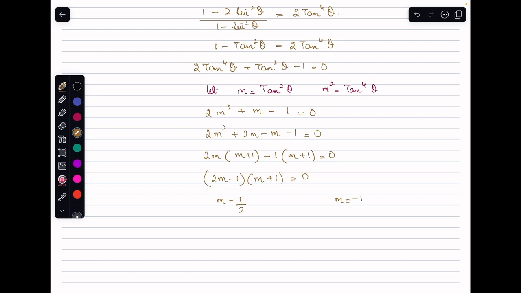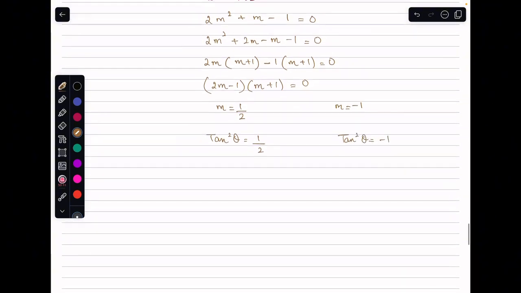So what we know here is that this m was actually equal to tan² theta, so I can replace m with tan² theta. If I do that, I will have tan² theta = 1/2 and tan² theta = −1. To get the theta values, I should take the square root on both sides. So tan theta becomes plus or minus 1 over square root of 2.